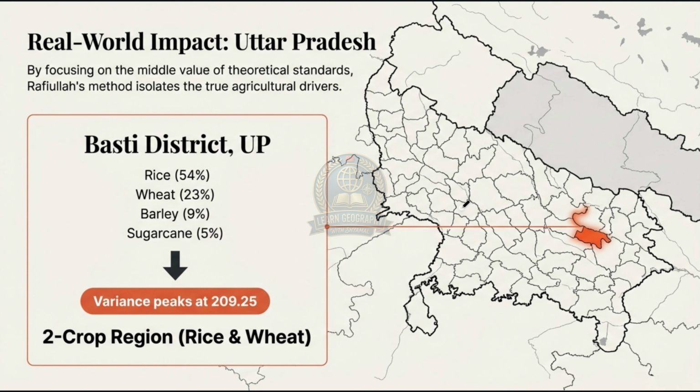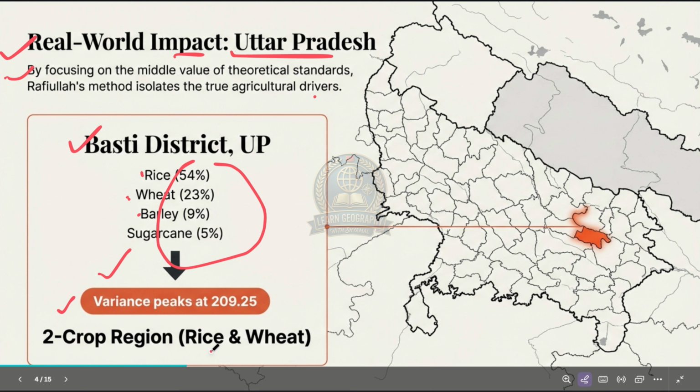Okay, there is a real world example in Uttar Pradesh. By focusing on the middle value of theoretical standards, Rafiullah's method isolates the true agricultural drivers. For example, Basti district in UP: rice 54%, wheat 23%, barley 9%, sugarcane 5%. Now variance peaks at 209.25 among these. That's why it's a two-crop region, that is, a rice and wheat region.